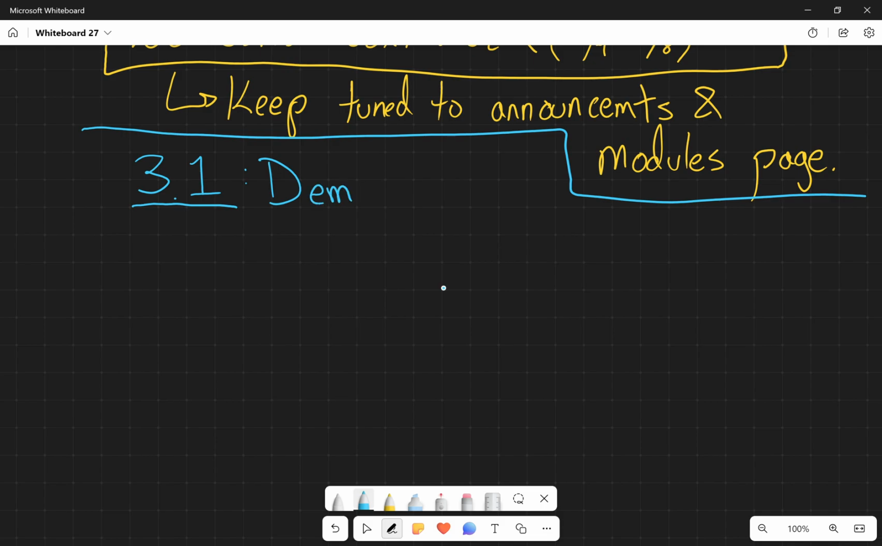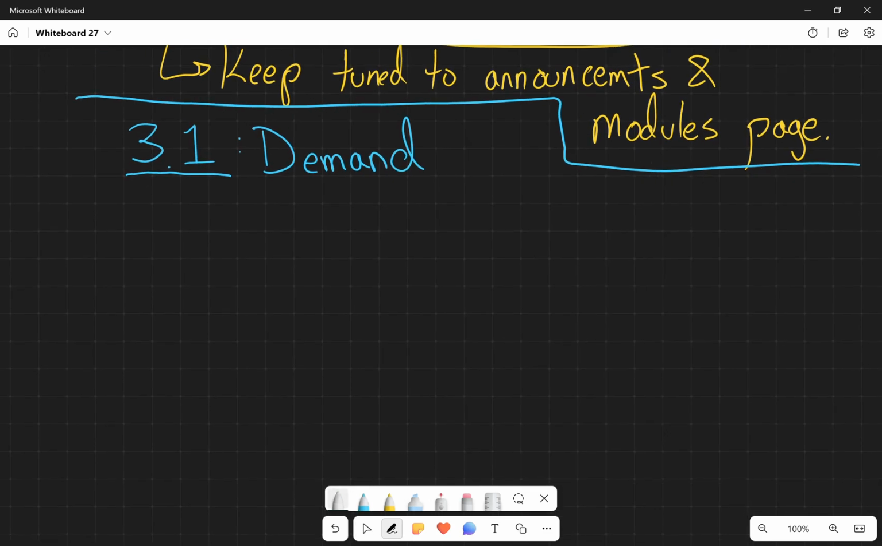Demand. Chapter 3, Section 1. The book goes through all these definitions, and that's just going to cramp our hands. At the end of the day, what is economics but a diagrammatic representation of reality? Good old Stanley Jevons, 200 years ago.